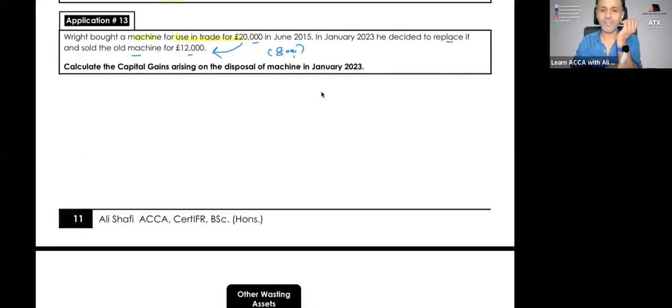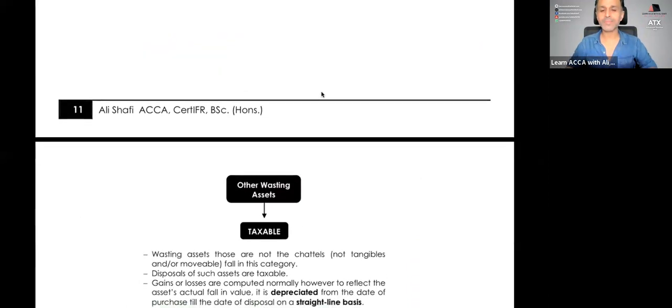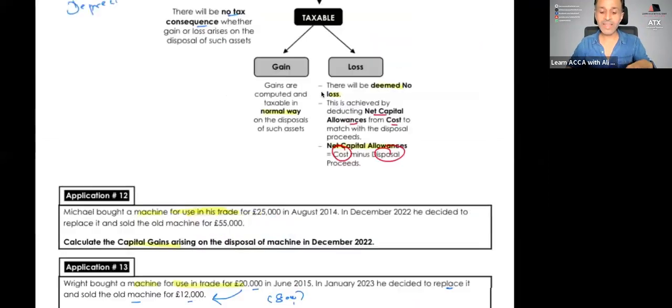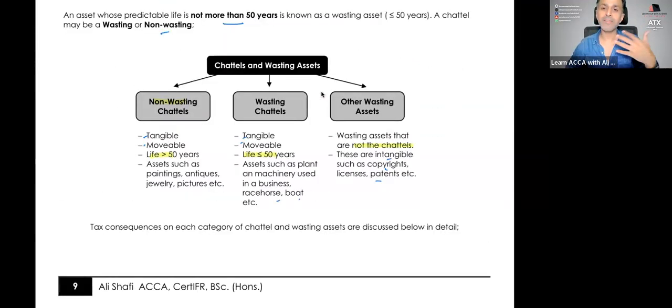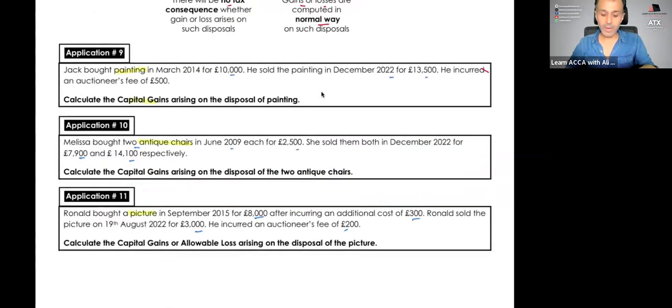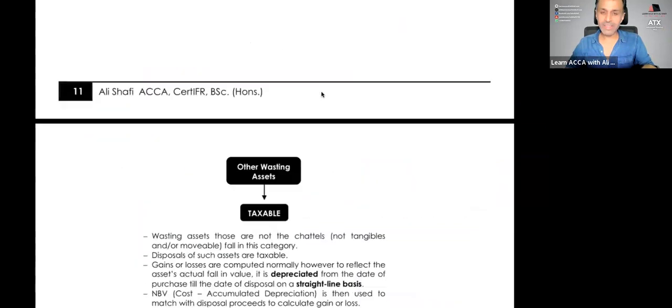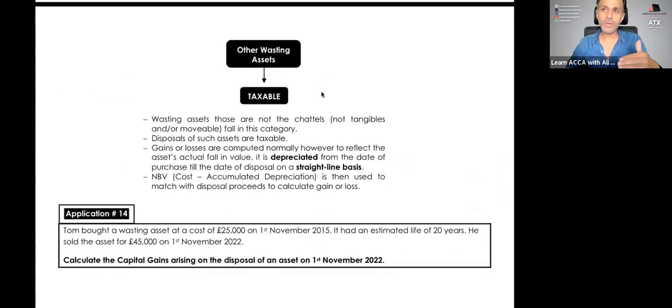Other wasting assets. The last category of this topic is other wasting assets. These are wasting assets, but not chattels in kind. So to work the gain on a disposal of other wasting assets, one has to depreciate the asset the way we do in accounting studies. Which method of depreciation one has to adopt? Straight line method.